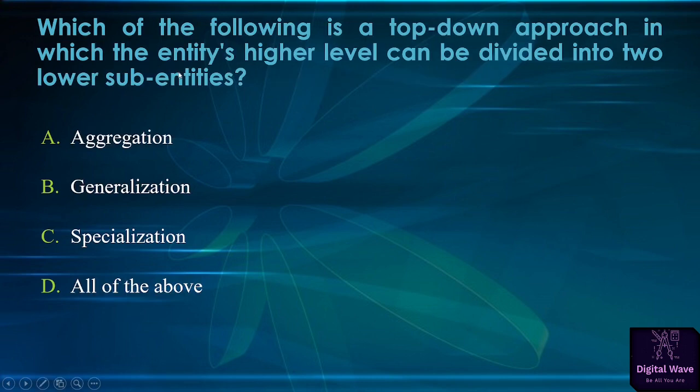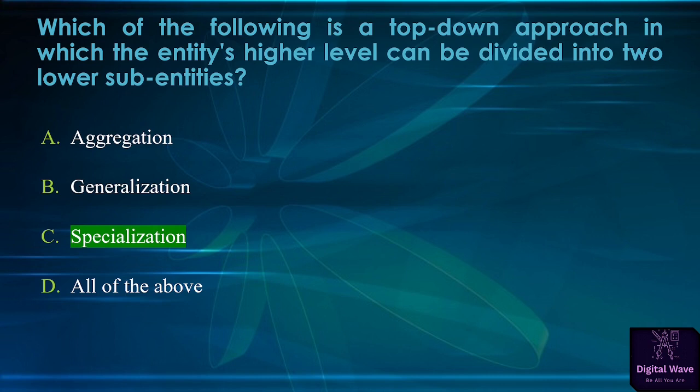Next question is, which of the following is a top-down approach in which the entity's higher level can be divided into 2 lower sub-entities? So the right answer will be C, specialization. In specialization, the top-down approach is used and it is the opposite of generalization. In specialization, the higher level entity can be divided into lower sub-entities. It is generally used for identifying the subset of an entity set which shares distinguishing characteristics.